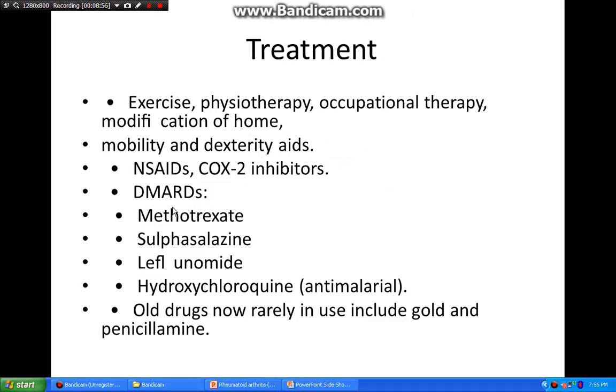Here are the treatment options. First you have to educate the patients: exercise, physiotherapy, occupational therapy, modification of homes that may be needed, and mobility and dexterity aids can be given, and pharmacological treatments. Early intervention is really important. We start with NSAIDs, COX-2 inhibitors, DMARDs: methotrexate, sulfasalazine, leflunomide, hydroxychloroquine. Old drugs such as gold and penicillamine we are not using nowadays.